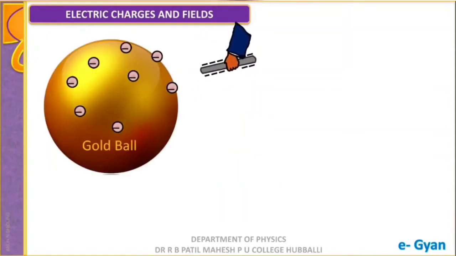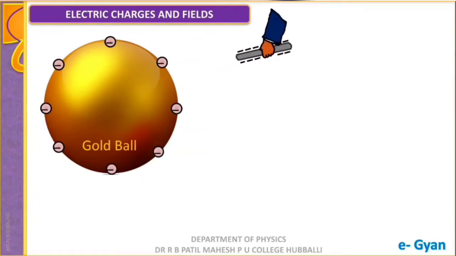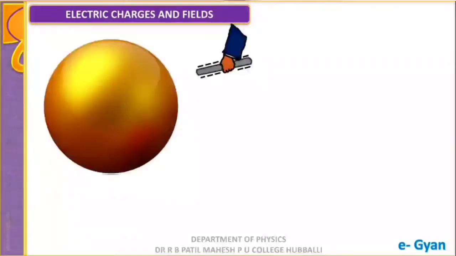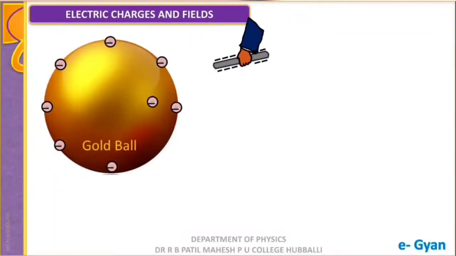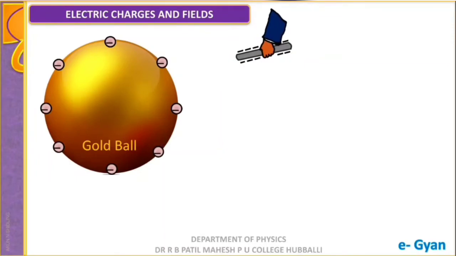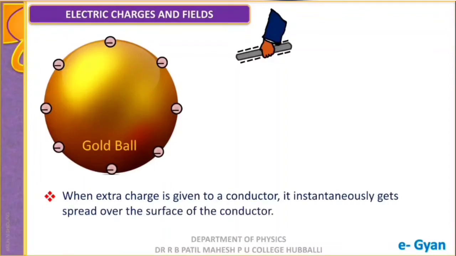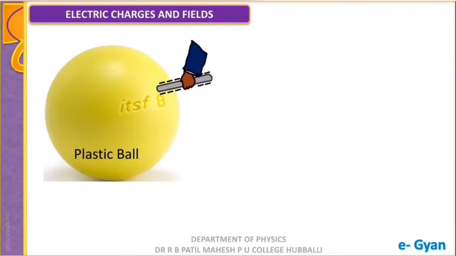Now let us see what happens when we take a charged rod and bring it closer to a gold ball. Gold is a good conductor. Let us have a look at it once again. As soon as we bring the charged rod and touch it with the gold ball, the charges will spread on the surface of gold. So in case of a conductor, when extra charge is given to it, instantly the charges spread on the surface of the conductor. That is the speciality of a conductor.